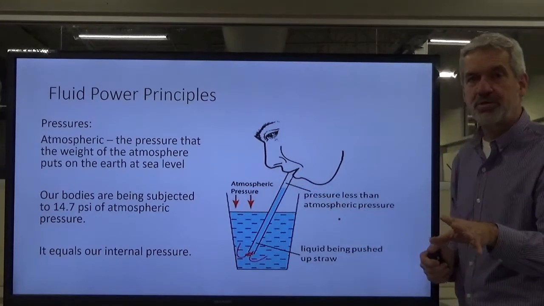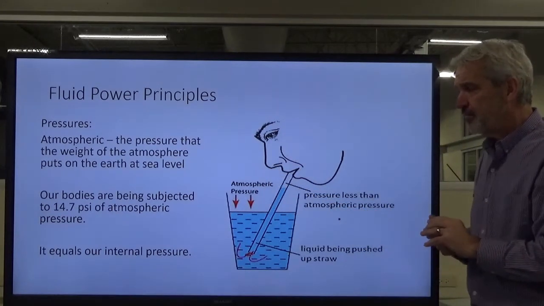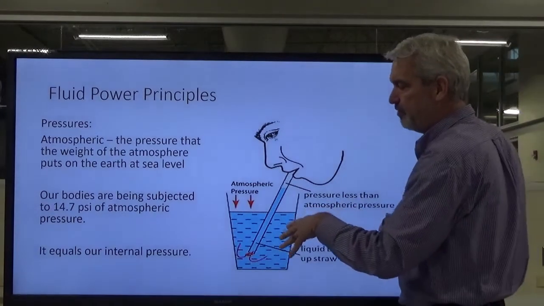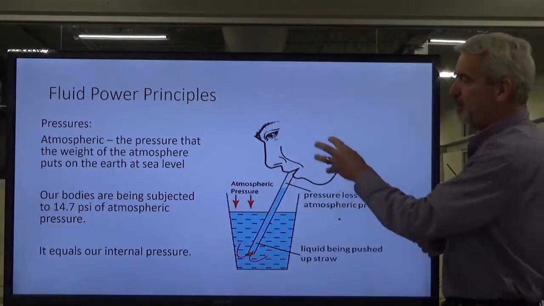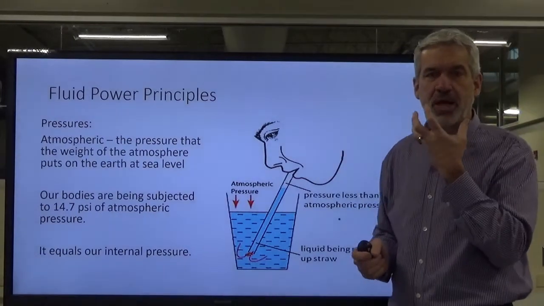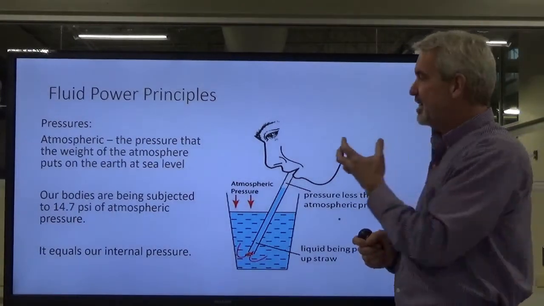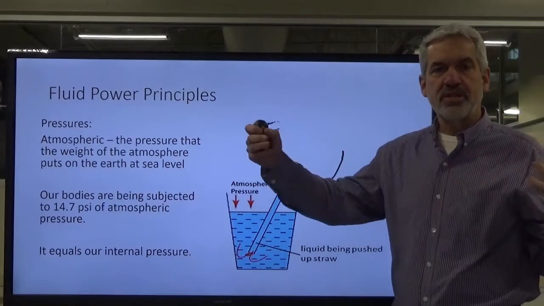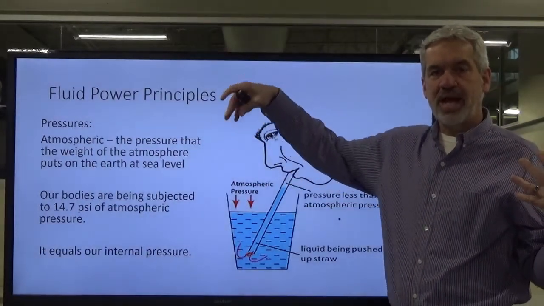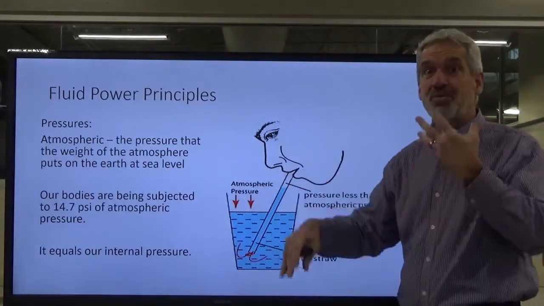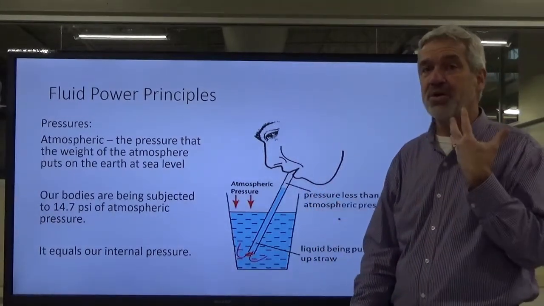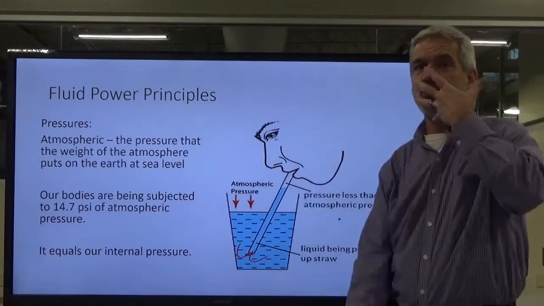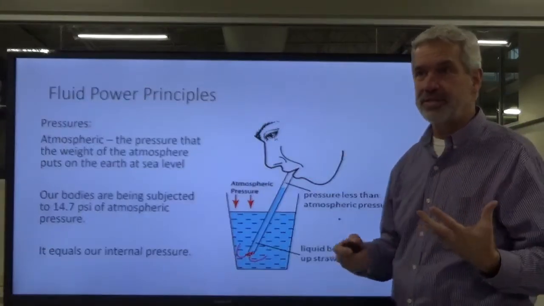And that's critical in the hydraulic world and fluid power world, is that it's going to go toward the lesser pressure. When we're drawing in, we're actually creating a condition inside of our mouth that is less than the 14.7 pounds the atmosphere is creating. So the atmosphere kind of wins, and it shoves that water. It's really actually pushing the water. We're not sucking the water in our mouth. The atmosphere is pushing the water into our mouth. So it's a different way to look at it.